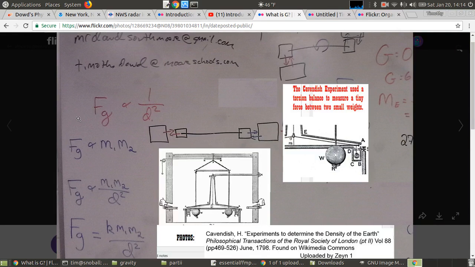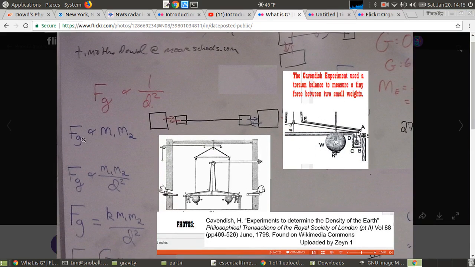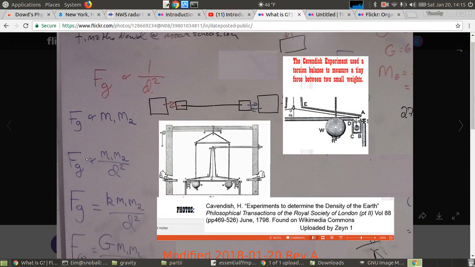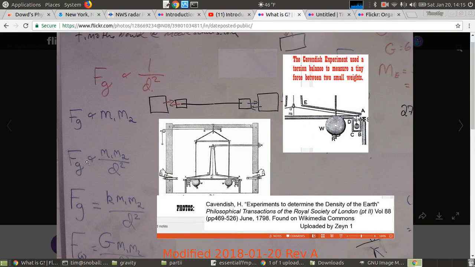So up till now, we've come up with this idea that the force of gravity is proportional to 1 over the distance between two objects squared. We've suggested it's also proportional to the size of the two objects. So here's where we stand with an equation. As we've seen before, just because things are proportional doesn't mean they're equal to each other.